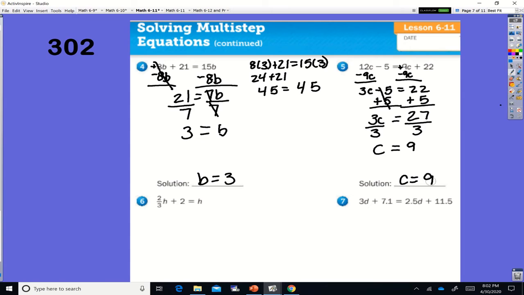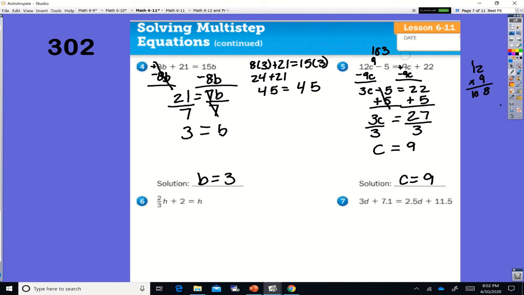Now I can check it. I can do 12 times 9. So that gives us 108. 108 minus 5, which will be 103.